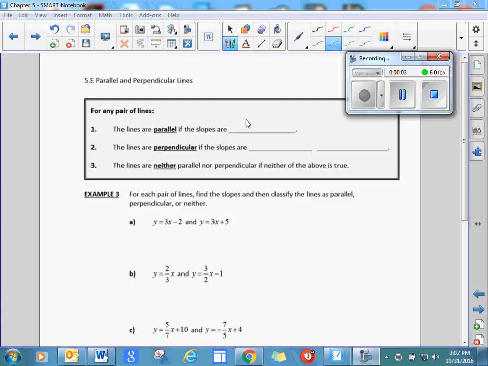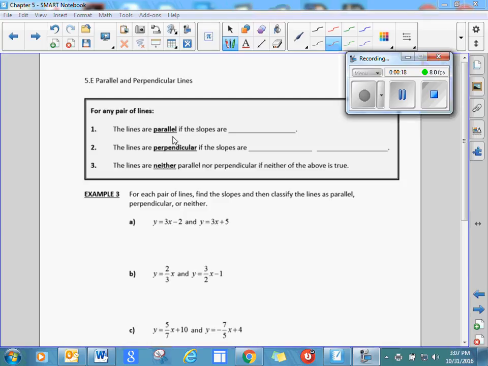A little more work on 5E. We've got a couple more videos and a little bit more to talk about with parallel and perpendicular lines that are graphed on the same coordinate plane. This is a review of what we talked about on page 32. We're on page 33 now.